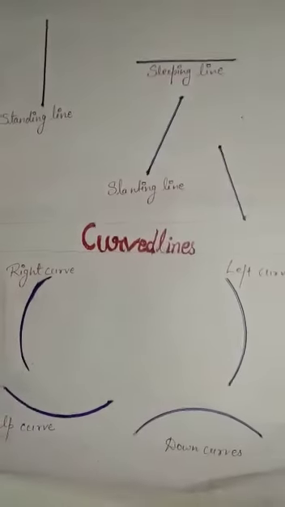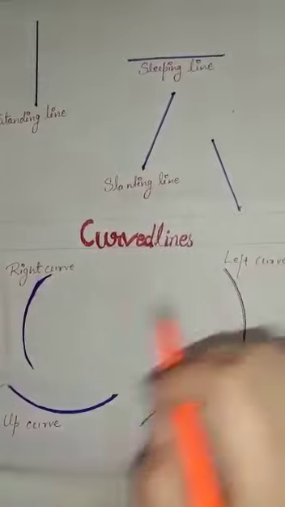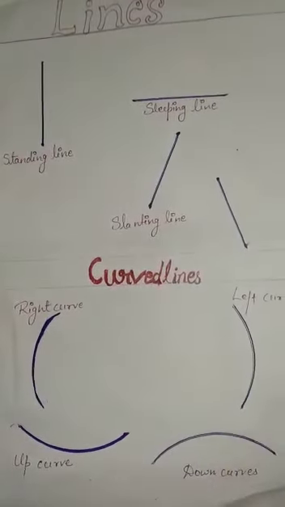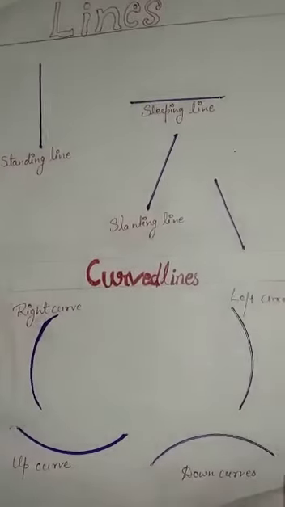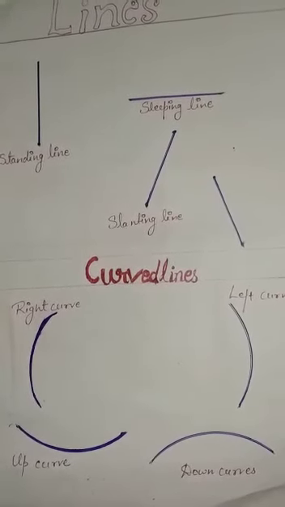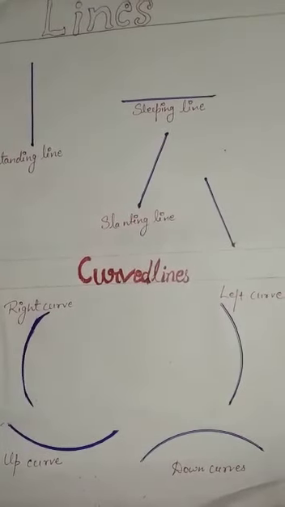Okay. Now here are some curved lines. Right curve, left curve, up curve and down curve. And what are curved lines? Curved lines can be rounded or circular or somewhat flattened out. They increase the size and shape according to the figure.